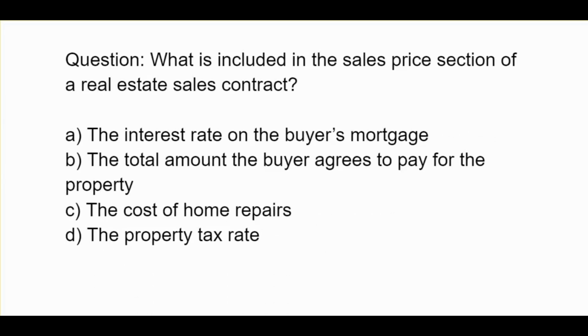What is included in the sales price section of a real estate sales contract? A, the interest rate on the buyer's mortgage. B, the total amount the buyer agrees to pay for the property. C, the cost of home repairs. D, the property tax rate.